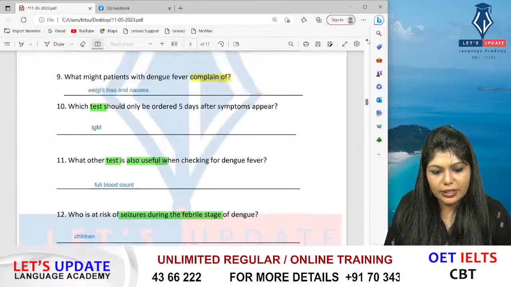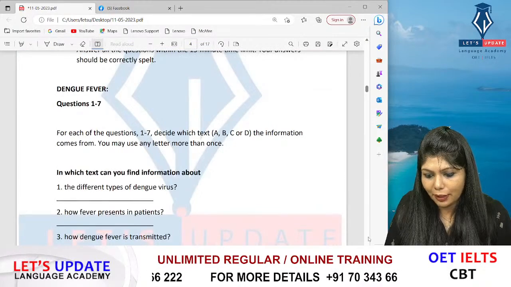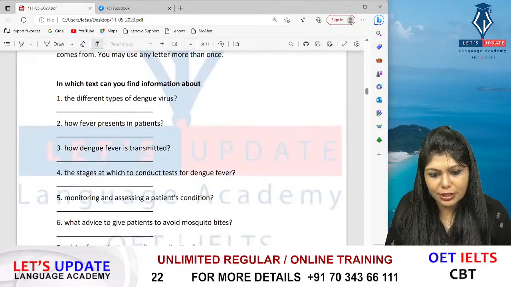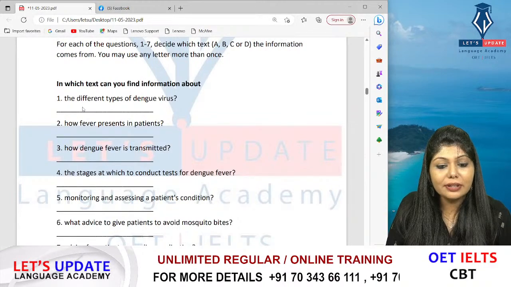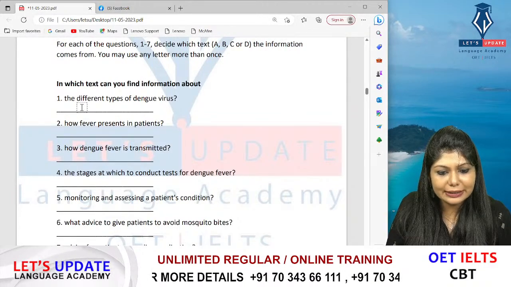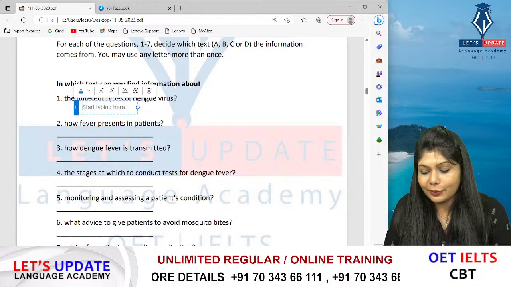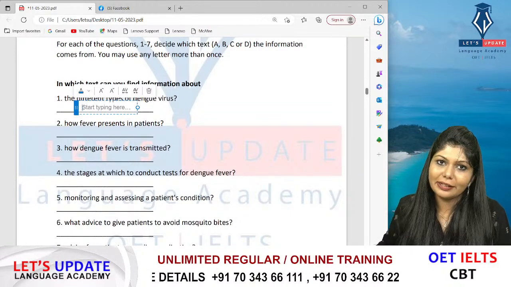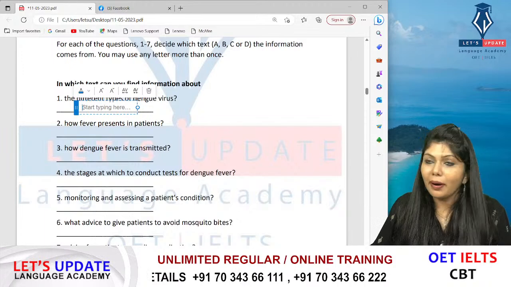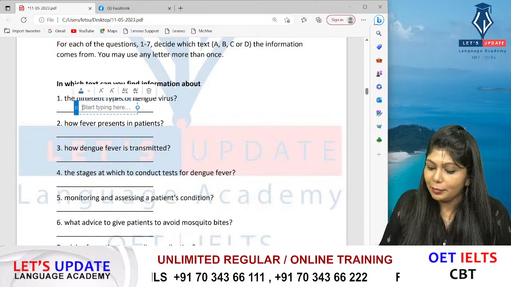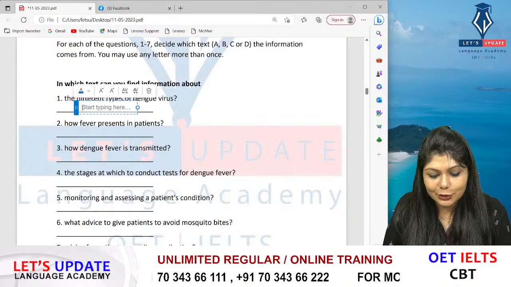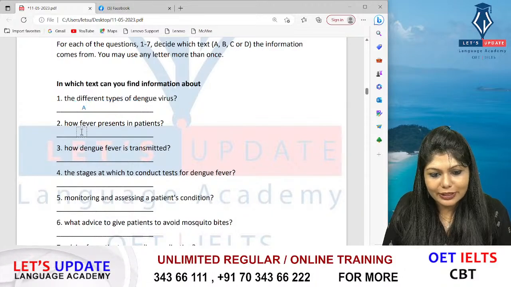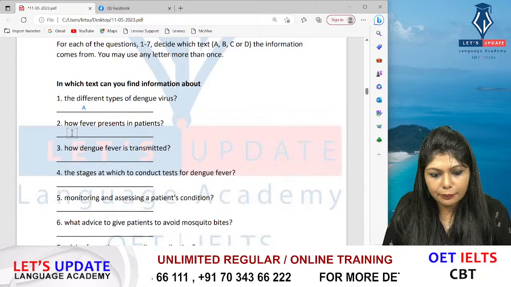Okay, moving on to questions 1 to 7, which is the easy part. You just need to identify where this information is from. You need not even go back and check because that's going to be easy. Different types of dengue virus. Okay, that's a very easy section because we came across this information in part A. Okay, because we are running out of time, I won't be able to give you enough time to answer also. So yeah, I'm just going quickly.